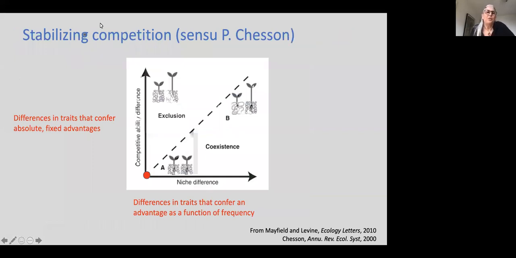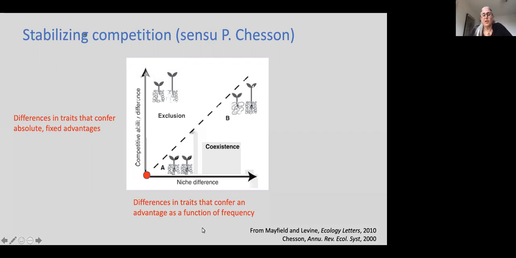And I would like now to get back to the picture you saw yesterday, to emphasize that besides helping us organize these different mechanisms, they also tell us about the different traits that underlie these interactions. In the axis that was called niche differences, the traits really confer, as we heard, an advantage to the rare, but also a disadvantage to the common. So this is the axis where we have frequency-dependent interactions, frequency-dependent selection when we start looking from the perspective of evolution. The other axis, which was called fitness differences yesterday, really relates to traits that confer absolute fixed advantages.